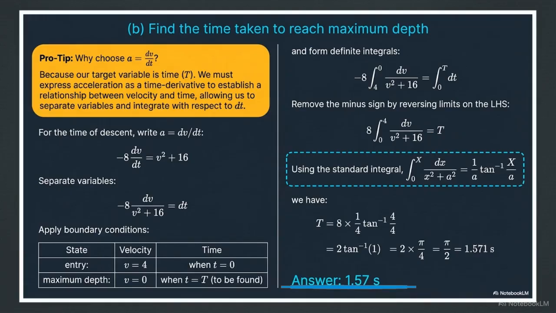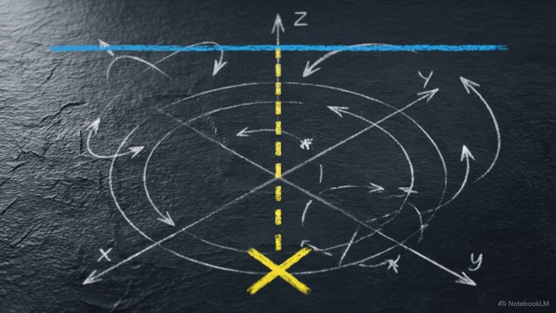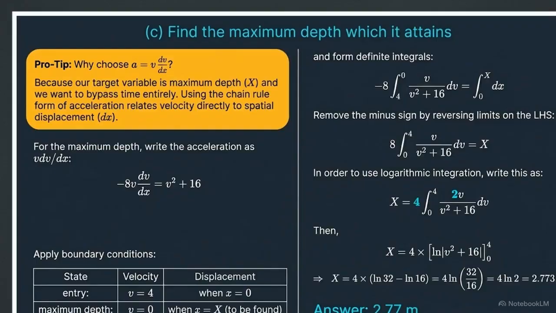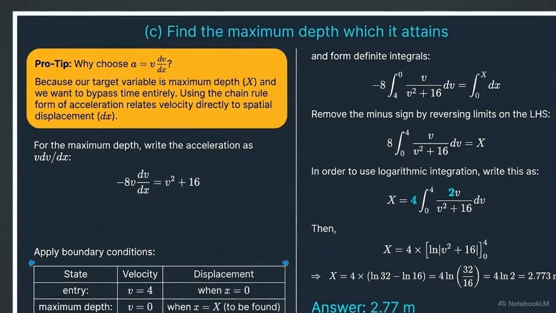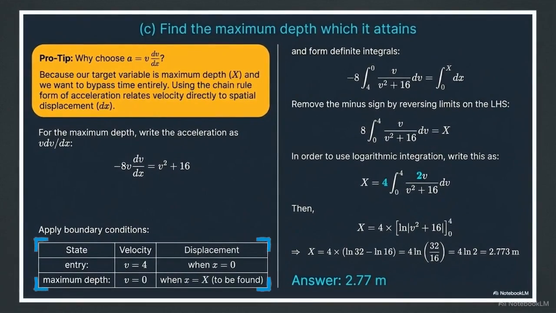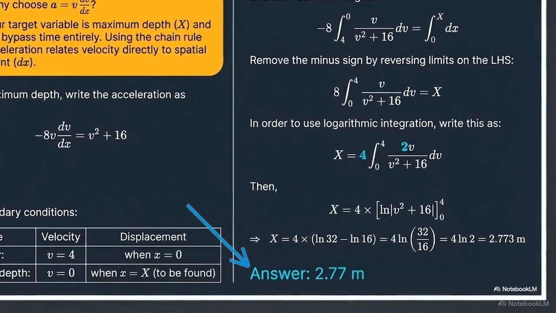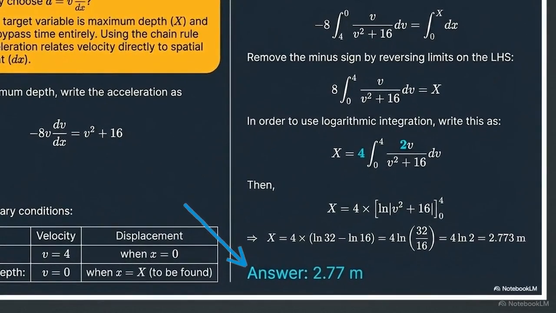Now we pivot to the second goal, calculating the exact maximum depth the object achieves. Setting time aside, we swap a for our spatial derivative, v times dv by dx. We apply the same boundary states to set the limits for this position integral. Resolving the integration gives the absolute distance traveled. The object sinks 2.77 meters.